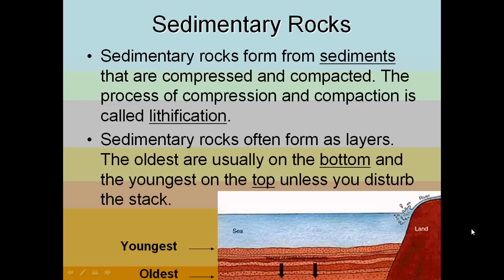Sedimentary rocks often form in layers. The oldest are usually at the bottom, and the youngest are usually at the top unless you disturb the stack. So if you look at the picture below, we have our river going into the ocean, so it's depositing sediment into the ocean. The sediment falls to the bottom of the ocean, and over time, more and more sediment builds up, creating more pressure towards the bottom or the oldest stack. So over time, those sediments compact and seal together to form a solid sedimentary rock.